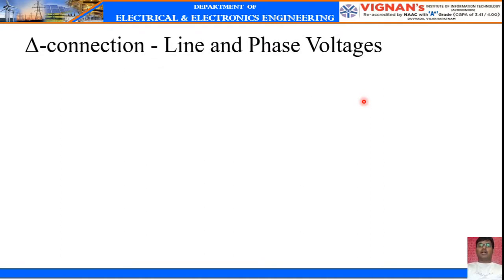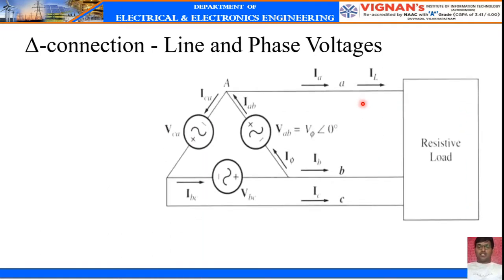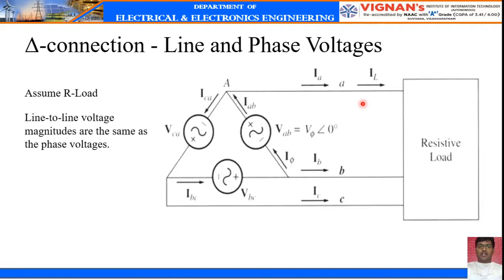Now we will see the delta connection and derive the line voltages, line currents, phase voltages and phase currents, and the relation between these quantities. For that, assume a resistive load is connected to a three-phase delta-connected source. VAB can be represented as the phase voltage V phi at an angle 0. VBC is the phase voltage which lags VAB by 120 degrees. Similarly, VCA lags VBC by 120 degrees. Clear? So here a three-phase voltage source is connected to a resistive load.